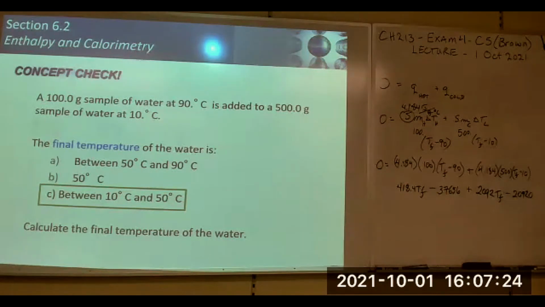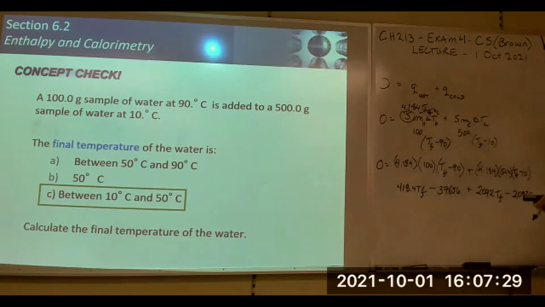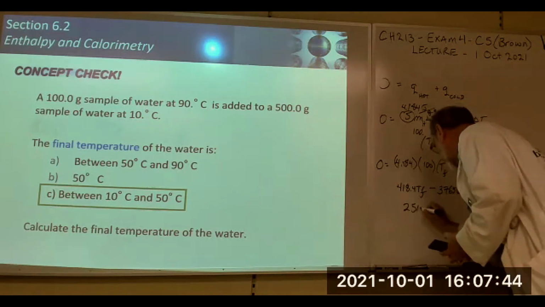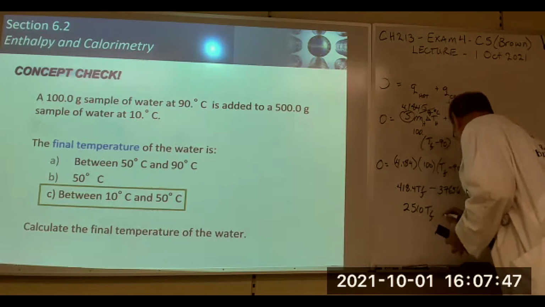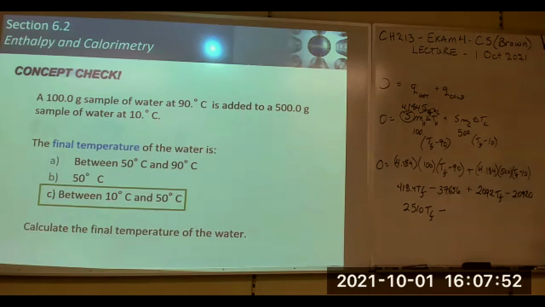Okay. So now we combine terms, right? So we get these two together: 418.4 plus 2,092. So that's 2,510 TF. These are both minuses. So let's say 37,656, change the sign, and then 2,092.